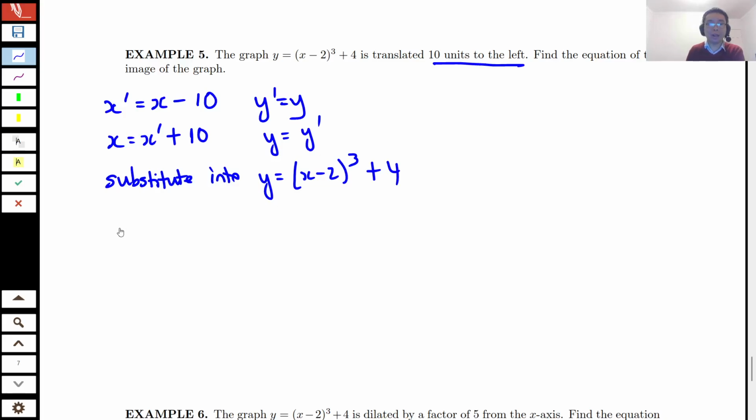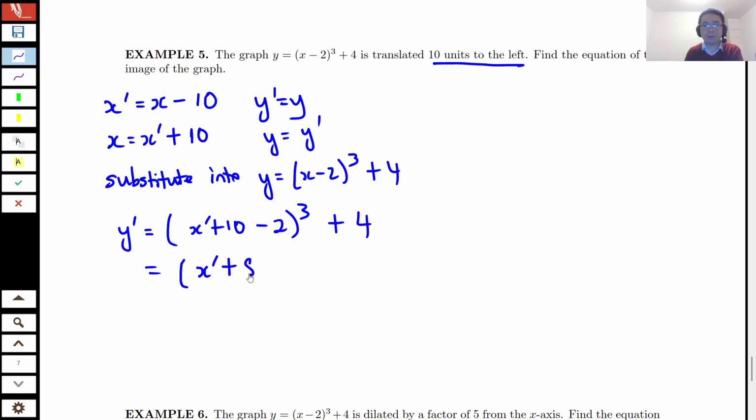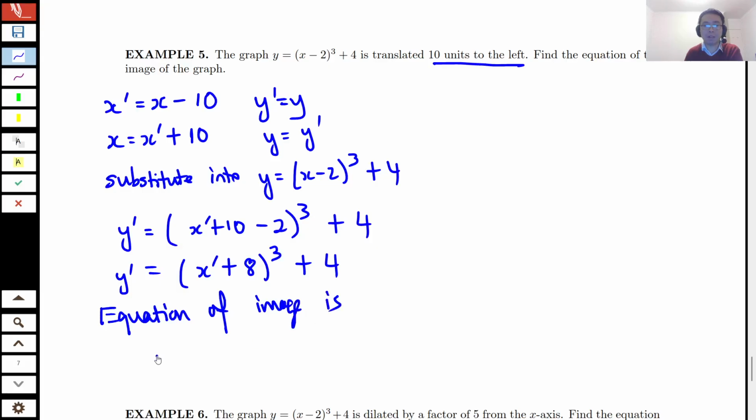So wherever I see y, I'll write y dash. Wherever I see x, I'll write x dash plus 10. Simplify. And that means the equation of the image is y equals x plus 8 all cubed plus 4. Now, that's method number 1, using what's called mapping notation, the x dash and the y dash.